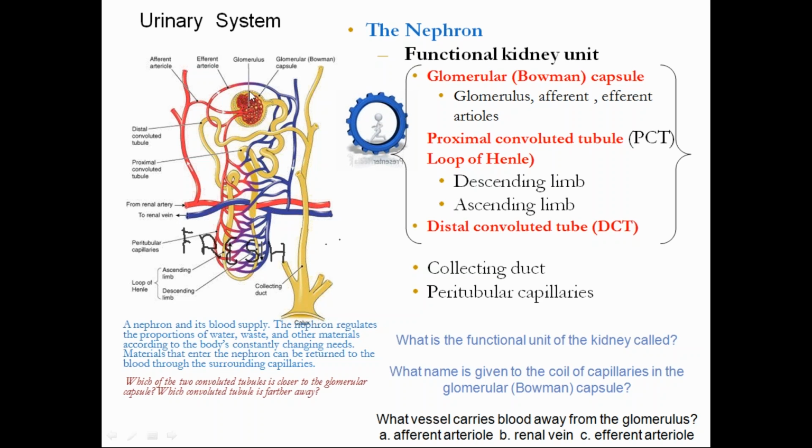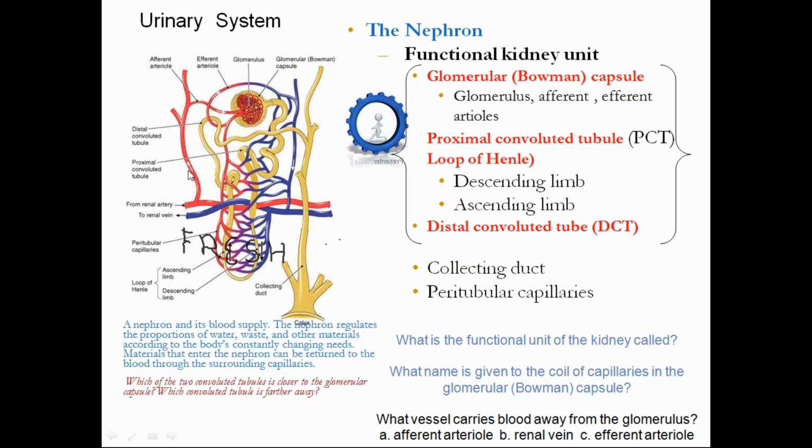All right. So here we have the Bowman's capsule surrounding the glomerulus, and then they are going to get into the proximal convoluted tubule. This is the proximal convoluted tubule. Can you see the proximal convoluted tubule? Then after that it is going to produce a hairpin or a loop that is going to go all the way down here, and that is called the Henle's loop.